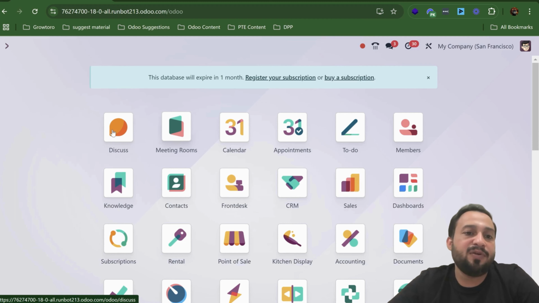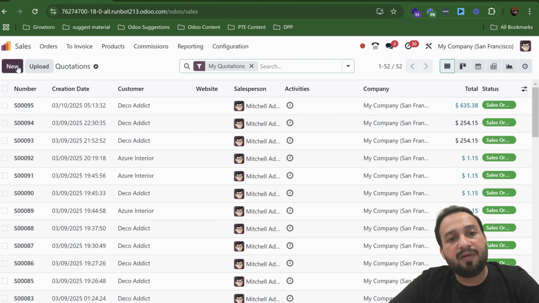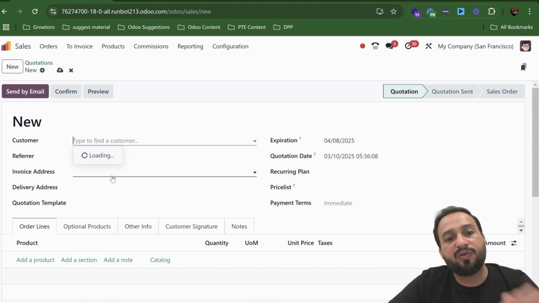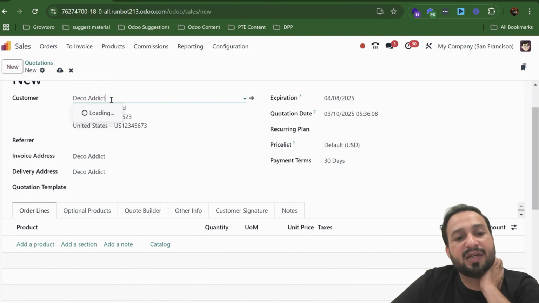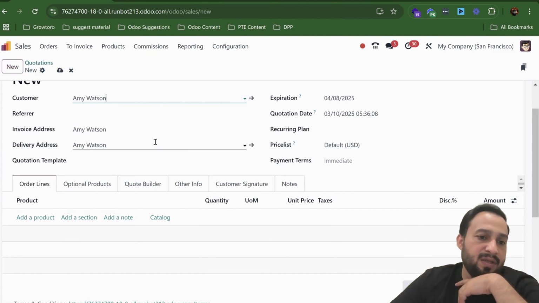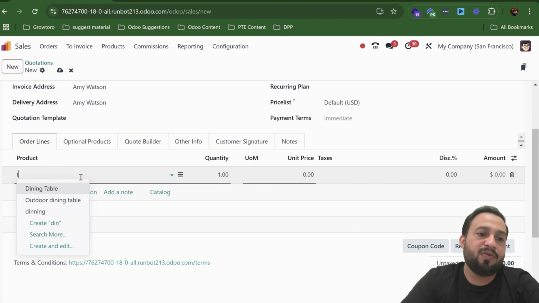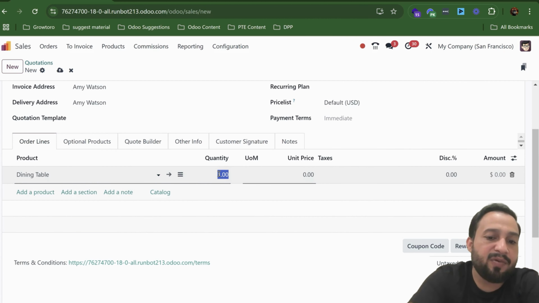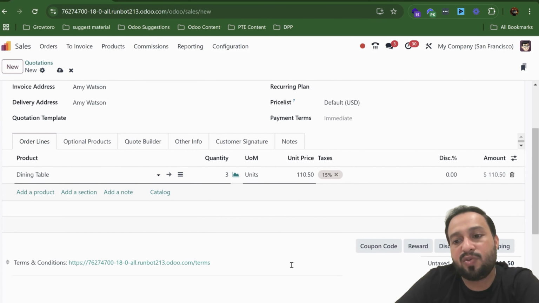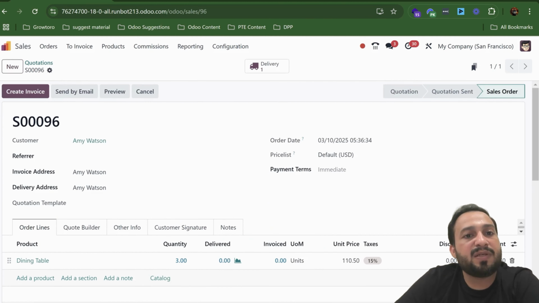So I'll go into my sales module and I will create a quotation here. For the quotation, I will select a customer, Emmy Watson, and I'll select a product, the same product which we used in our previous videos, the dining table. I am going to sell these 3 dining tables to our customer Emmy Watson. So I will confirm this quotation and it will become a sale order.